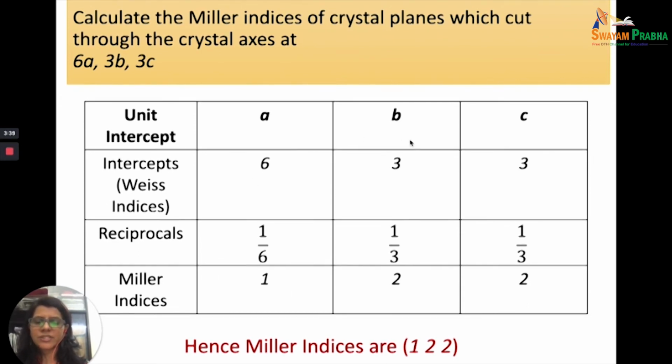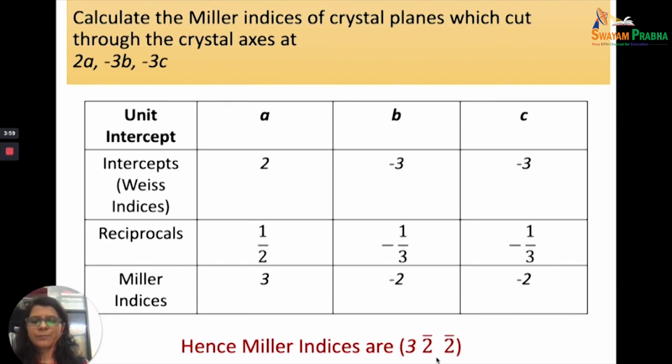6A, 3B, 3C. You write down the numbers for the intercepts, that is the Weiss indices. You take a reciprocal: 1 by 6, 1 by 3, 1 by 3. You make them into clear numbers, so you get 1, 2, 2, and you get Miller indices as 1, 2, 2. Now look at this example.